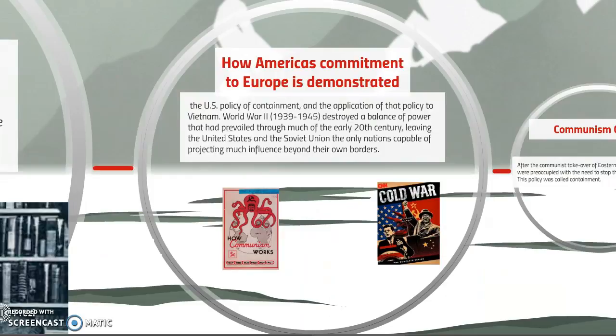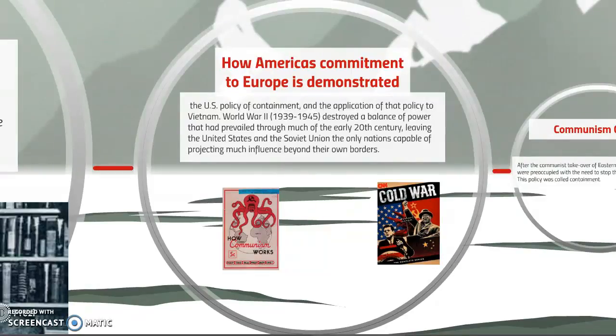How America's commitment to Europe is demonstrated. The U.S. policy of containment and the application of the policy to Vietnam. World War II destroyed a balance of power that prevailed through much of the early 20th century, leaving the United States and the Soviet Union the only nations capable of projecting influence.